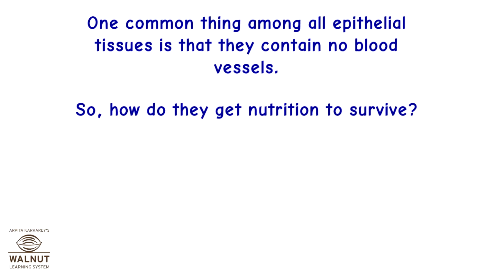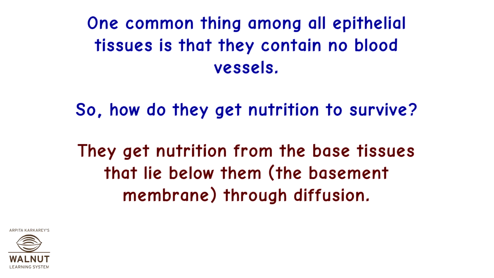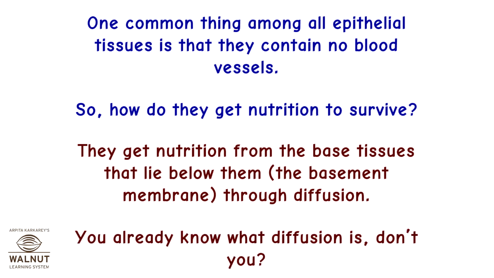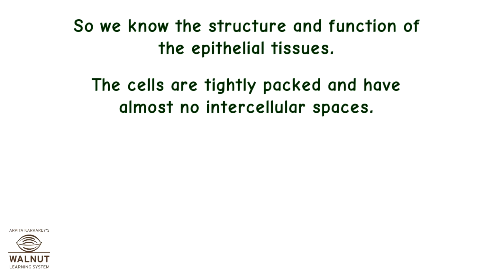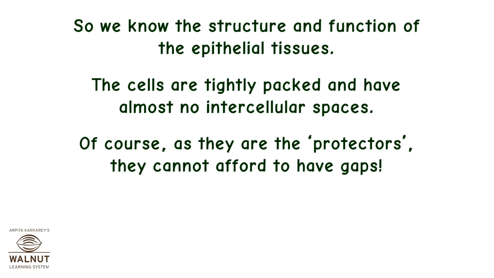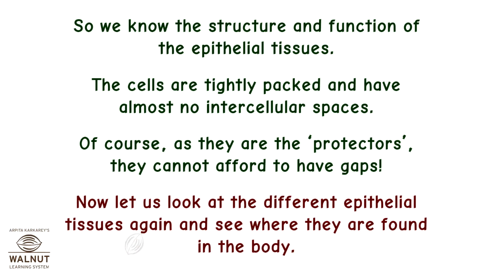So, how do they get nutrition to survive? They get nutrition from the base tissues that lie below them, the basement membrane, through diffusion. You already know what diffusion is, don't you? So, we know the structure and function of the epithelial tissues. The cells are tightly packed and have almost no intercellular spaces. Of course, as they are the protectors, they cannot afford to have gaps. Now, let us look at the different epithelial tissues again and see where they are found in the body.